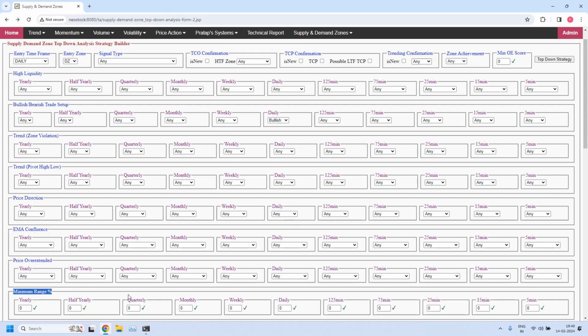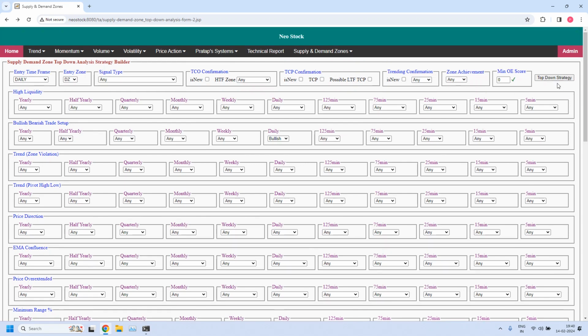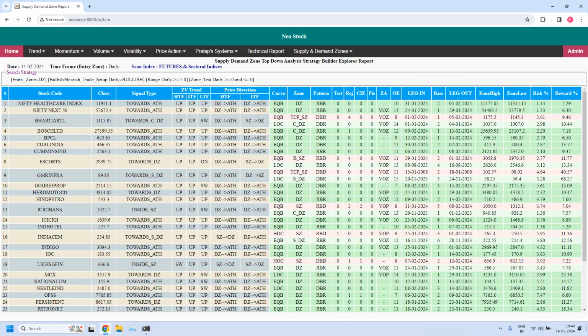Minimum range is nothing but D2D range, distal line to distal line range, or distal line to all-time high. Both it supports. So in daily time frame, I'm setting the value 5. D2D range is nothing but a reward. So let us filter. See, now the list is drastically reduced. Now all these stocks have a minimum reward of 5%. Some of the stocks are having above 5% reward.